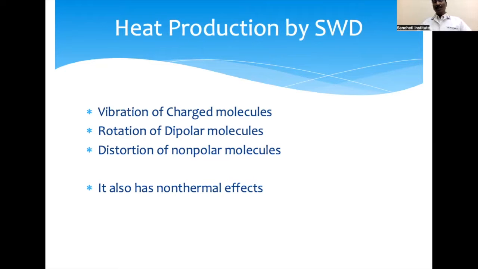Apart from the thermal effects, we also have non-thermal effects of SWD, for which we use pulsed shortwave diathermy.